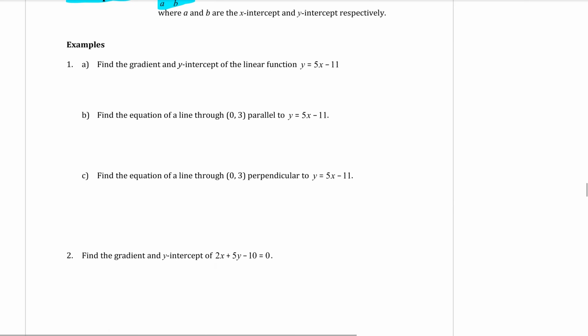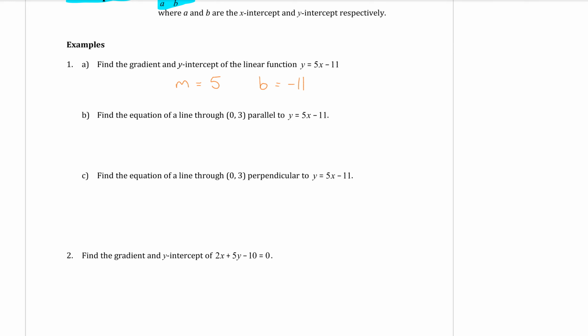Number 1, find the gradient and the y-intercept of the following linear equation. So it's y equals 5x minus 11. It's in gradient form, which means that the gradient, the m, is the number in front of the x, so that's 5. And the y-intercept, which we give the symbol b, is the number on the end, which is negative 11. And that's it.